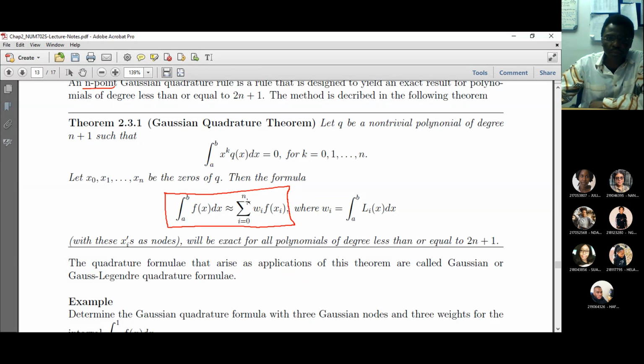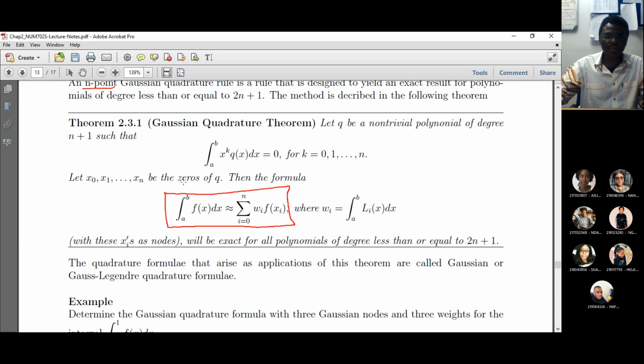But now the way we compute our W's and our Xi's are completely different, right? In the Newton codes, or in the previous method, these points were chosen. You have your interval AB, then you decide to partition your interval the way you want, and then the next thing was to get the interpolating polynomial, integrate it, and then you have your W's and the points are there. But here there's a different procedure.